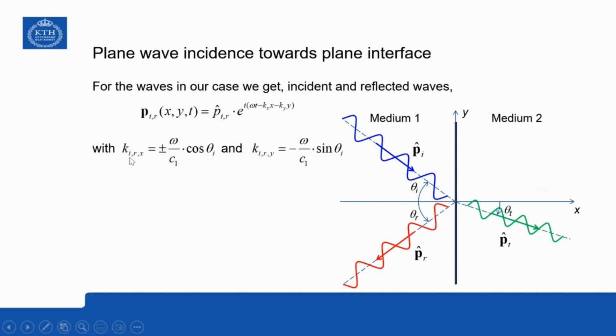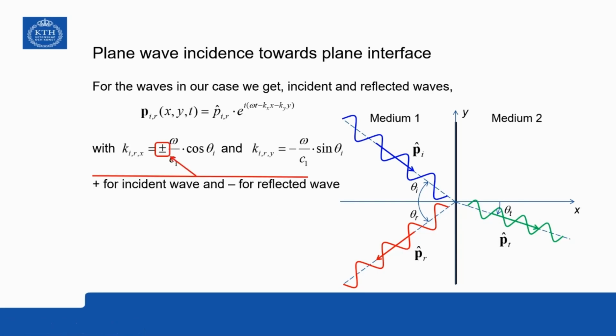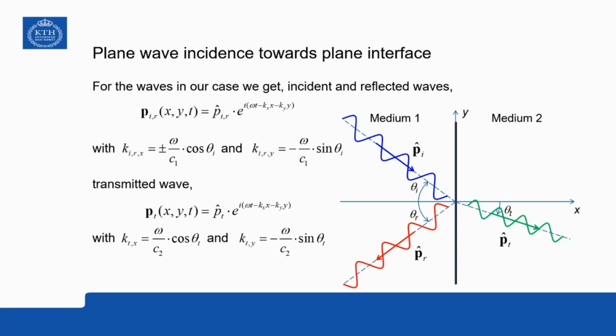So here we have them. For the x components, we have this omega over c, plus or minus, depending on if it's positive or negative. And for ky, sine theta, and minus always, since all of them propagate in the negative y direction. So for the transmitted wave, we have this. For the incident and reflected wave, we have this, with theta i, and for the transmitted wave, we have this combination here.